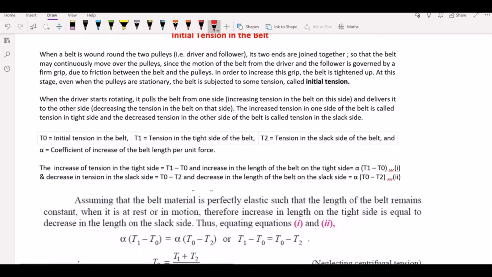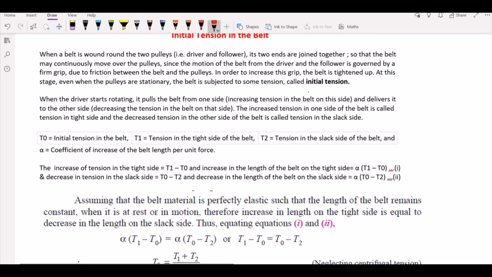When the belt is wound between the two pulleys, you have two ends joined, that is, you have the driver and the driven, which is the follower one. Due to the friction between the belt and pulley, there is some increase in grip. If the belt is tightened up on one side, it will be loosened on the other side. If you tighten up on the follower side, then it will loosen up on the other one. So due to this, you have some tension. That is generally called the initial tension.